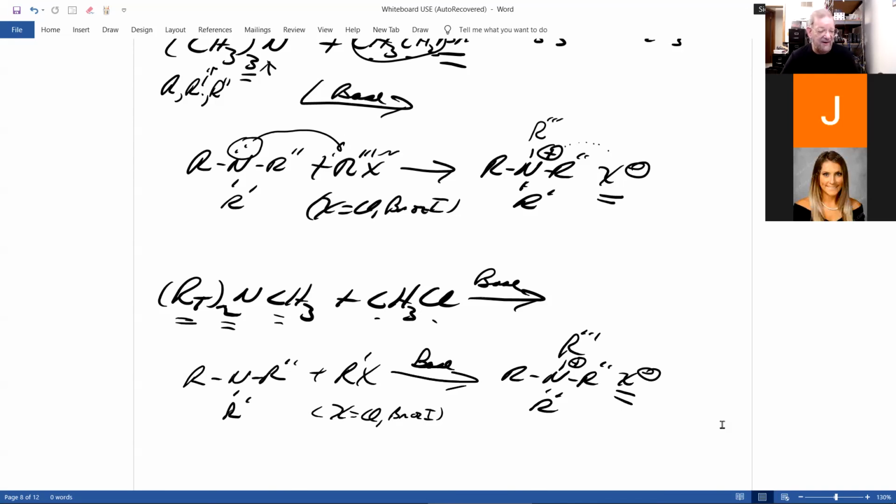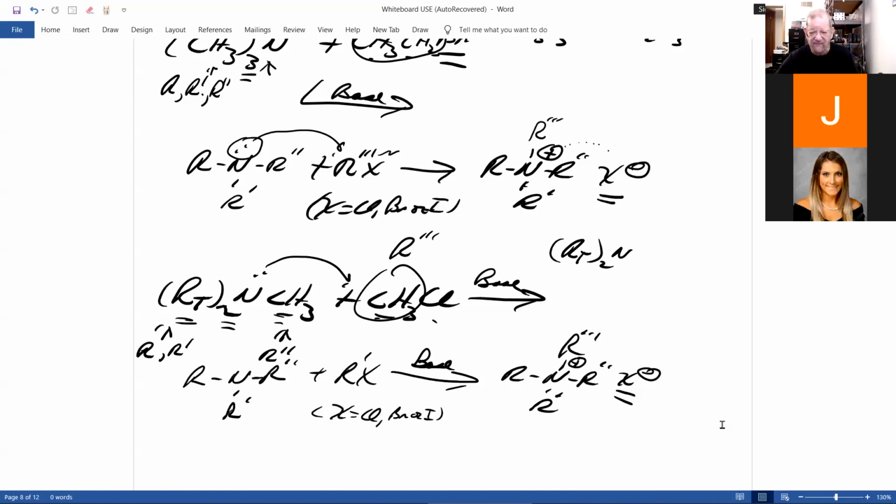What's R and R prime? Tallow. What's R double prime? Methyl. What's R triple prime? Methyl. Now, one way you could have drawn this, remember, this attacks and bonds to that. We're going to have one methyl group and we're going to add another. You could have written it this way. If you don't put charges, I won't take off points.